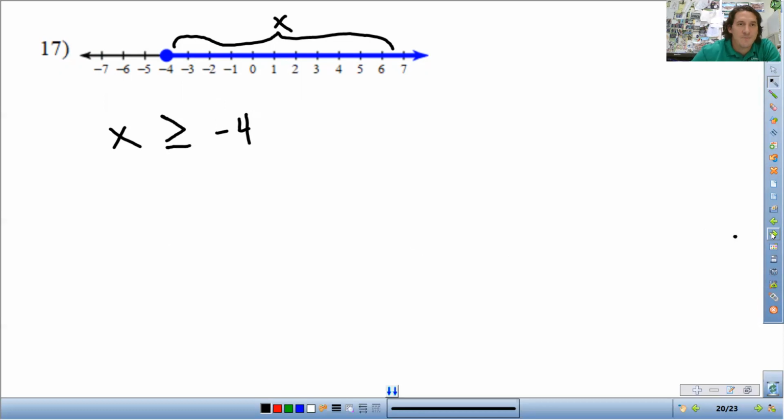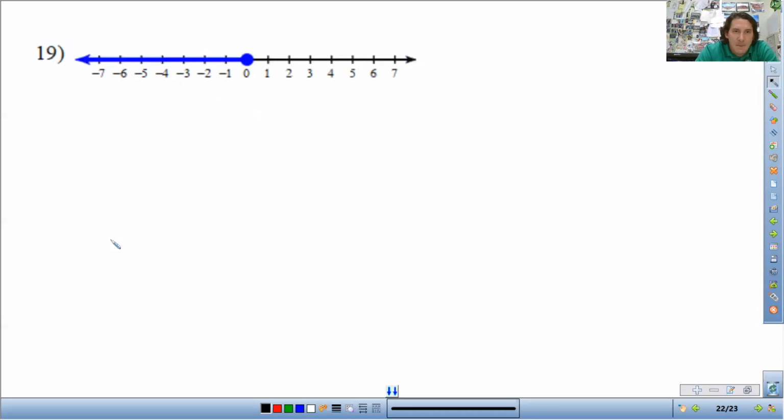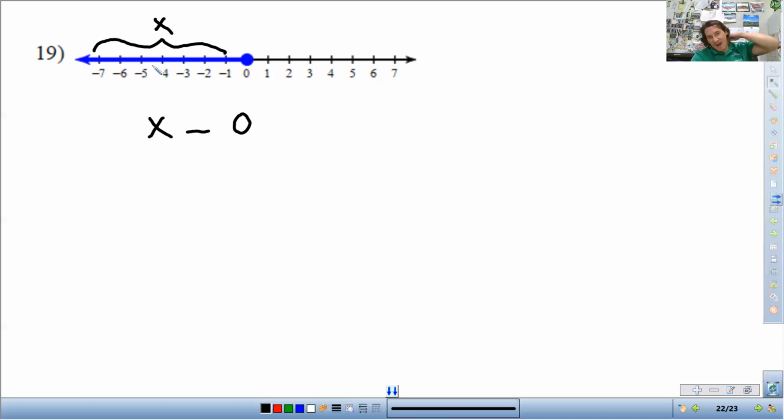Last one. All right, so again, these shaded values represent X. So I'm going to put X and the endpoint. It's a shaded in circle, so I'm going to put a line underneath it. And these shaded in values, are they bigger or smaller than the endpoint? They are smaller. So that means my inequality needs to be pointing at X and opening up towards 0.